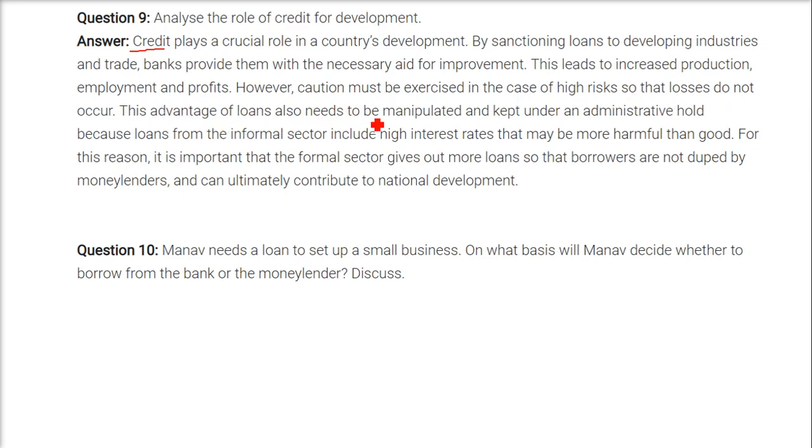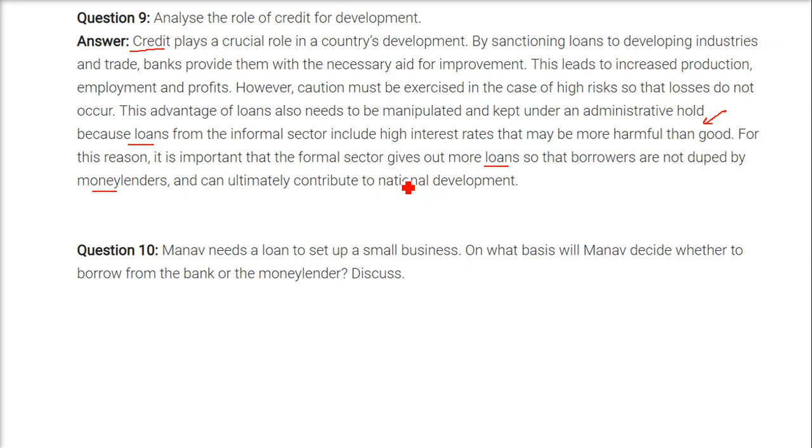The advantage of loans also needs to be managed and kept under an administrative hold, because loans from the informal sector carry high interest rates that may be more harmful than good, especially for farmers. For this reason, it is very important that the formal sector gives out more loans to borrowers, so that they are not duped or harassed by moneylenders and can ultimately contribute to the nation's development and the Indian economy.